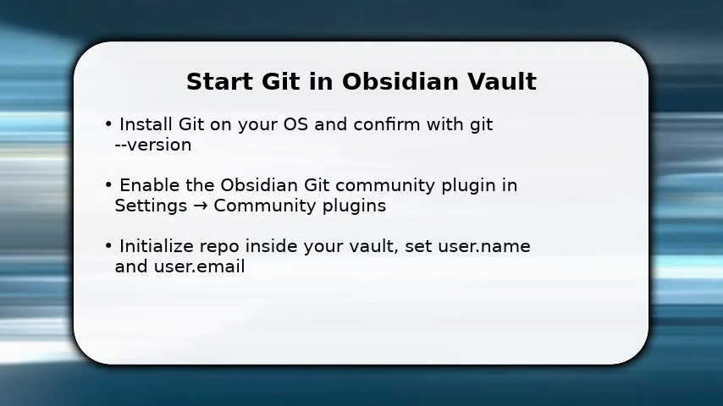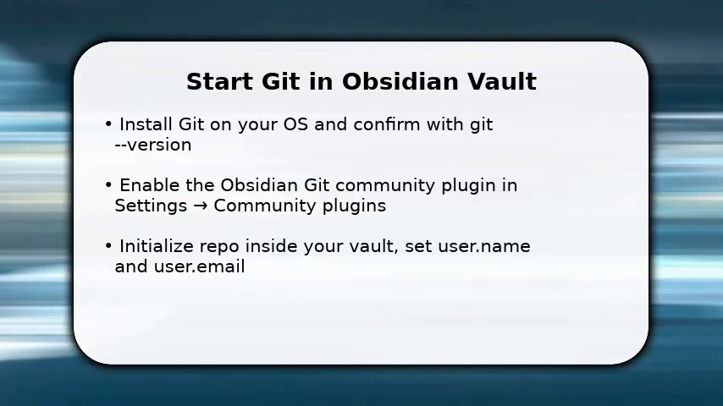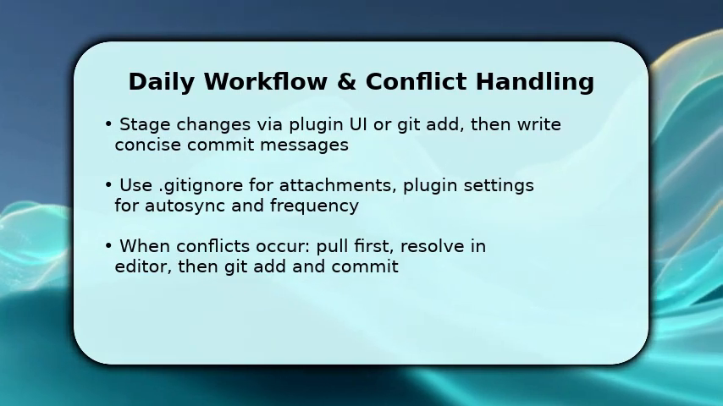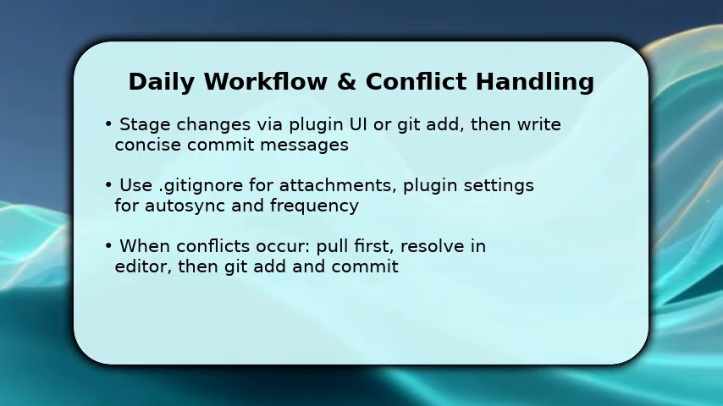Then enable the plugin in Obsidian's community plugins and allow access to the repo path. This gets you ready to stage and commit notes immediately. You'll now adopt a steady workflow. Open Obsidian, review changed notes, stage with the plugin's checkboxes or run git add, and commit with clear messages.